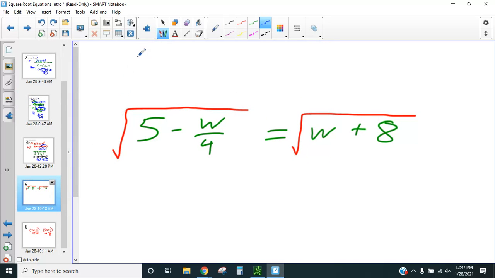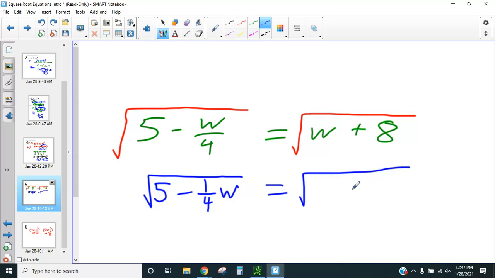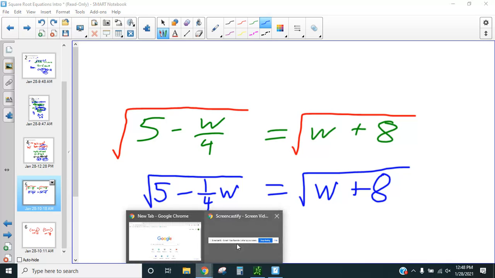Another thing, if you see this question, which you will, we probably will. Notice how this says W over 4. I want you to rewrite it like this, as 1/4 W. I want you to do that. That'll help you solve the equation later on down the line. All right, now's your time to work on it, and then we'll keep working on this at the beginning of the next period.